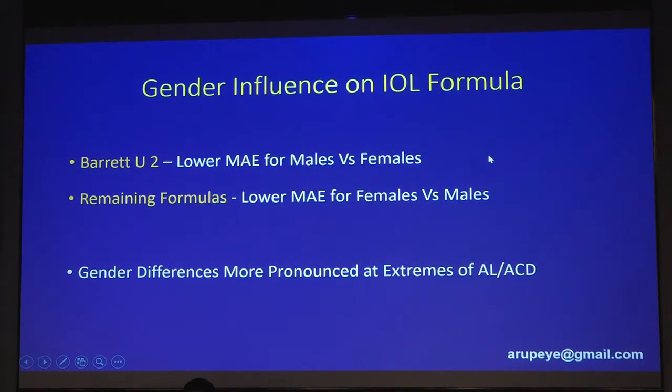I have come to realize that gender plays an important role in the accuracy of the formulas. For example, the Barrett 2 is more accurate for males compared to females. On the other hand, the older formulas give more accurate values for females.